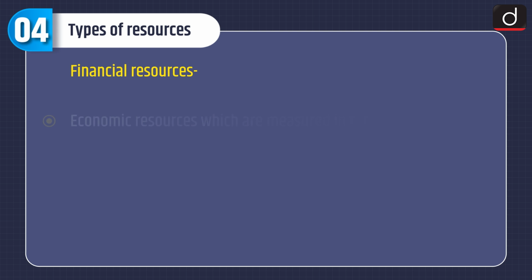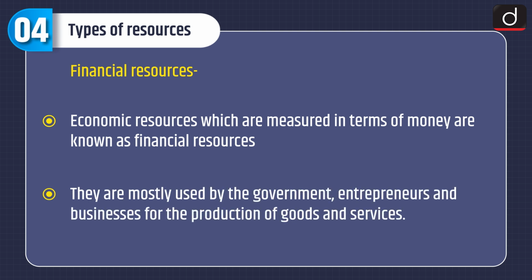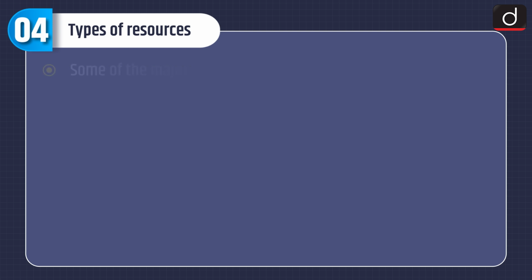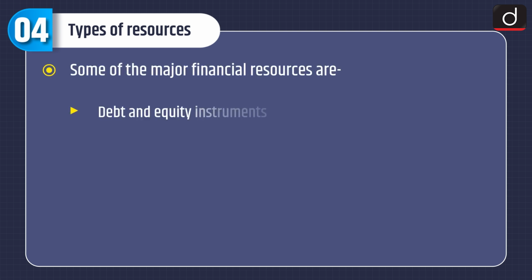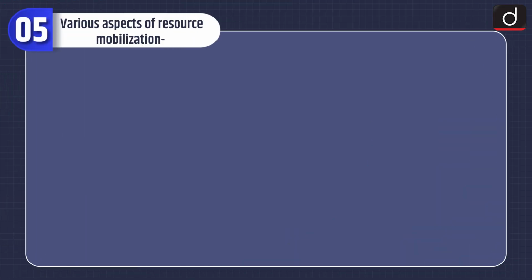Financial resources. Economic resources which are measured in terms of money are known as financial resources. They are mostly used by the government, entrepreneurs, and businesses for the production of goods and services. Some of the major financial resources are debt and equity instruments, taxes, and savings and deposits. Now let's understand the various aspects of resource mobilization.